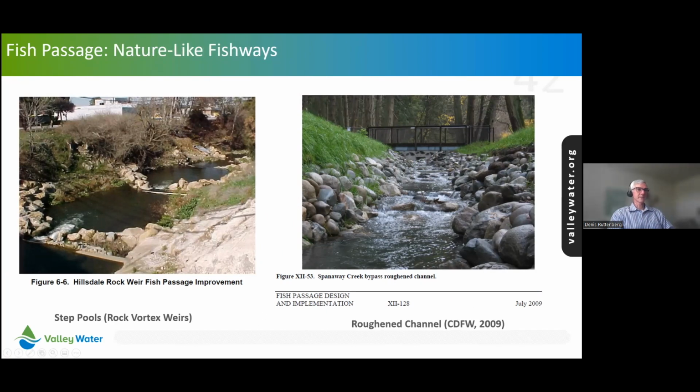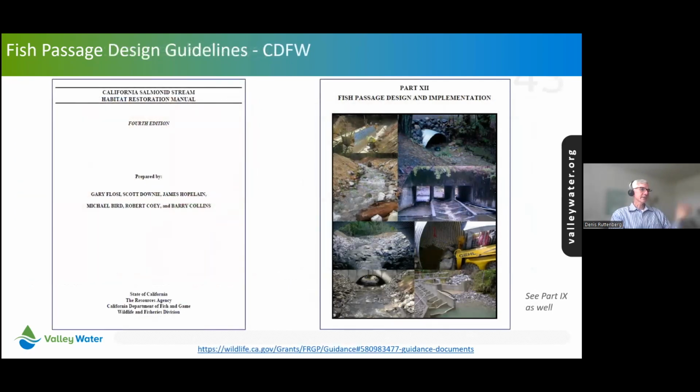These are all in the California Department of Fish and Wildlife design guide. And I'll have that reference at the end. Or actually it's right here. Part 12 of the California Salmonid Stream Habitat Restoration Manual. No matter how many times I present this and read it, I can never memorize that name. So it's a really good reference. It's the go-to place when regulators say, "Hey, you gotta create habitat."